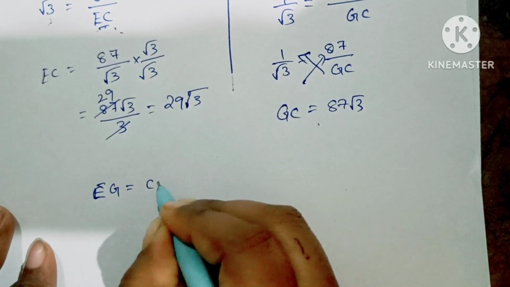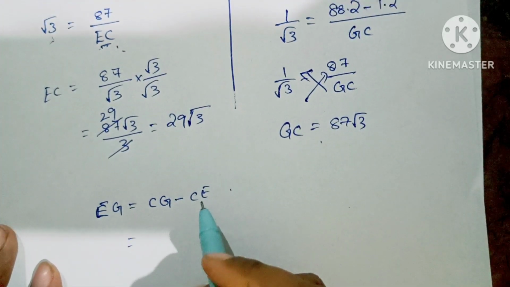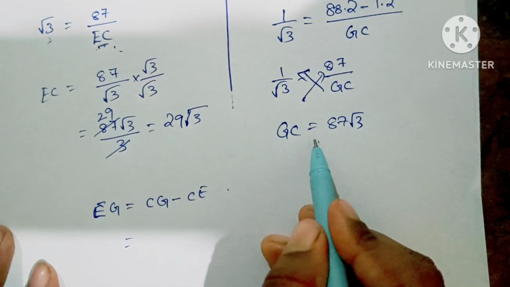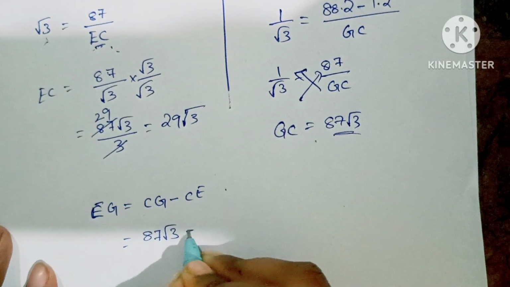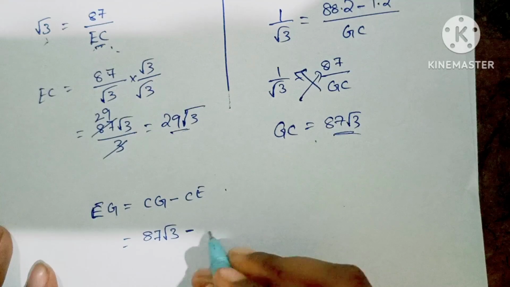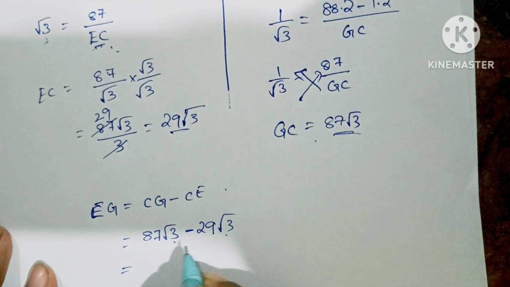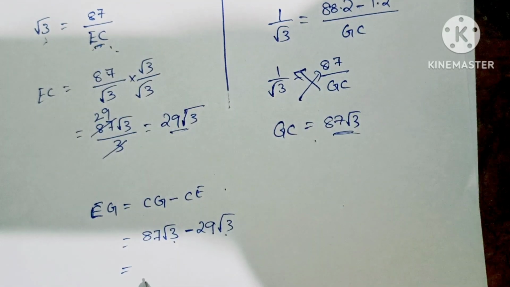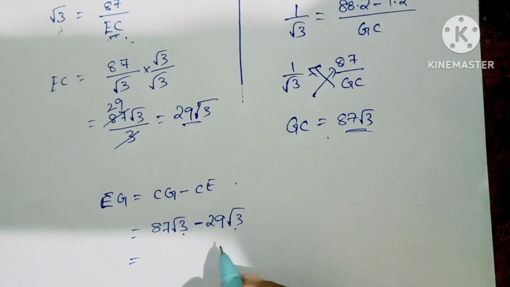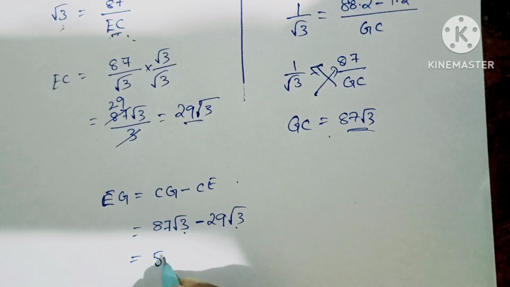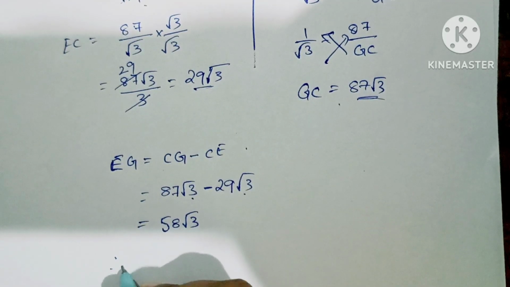Easy. So CZ minus CE equal to, so CZ how much you got here? CZ or GC both are same. Okay, 87 root 3 minus EC, how much you got here? 29 root 3. So both have the same root, so you can subtract here. So 87 root 3 minus 29 root 3, how much here? 58 root 3. So that means what?